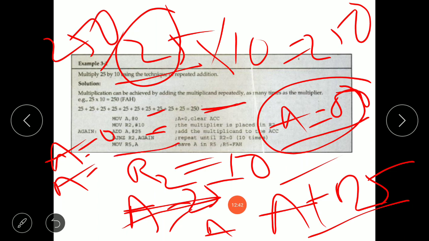So this is how you multiply 25 by 10 using repeated addition through this microcontroller programming. So I'm ending this class here. In the next lecture also I'll be discussing a few more programs.